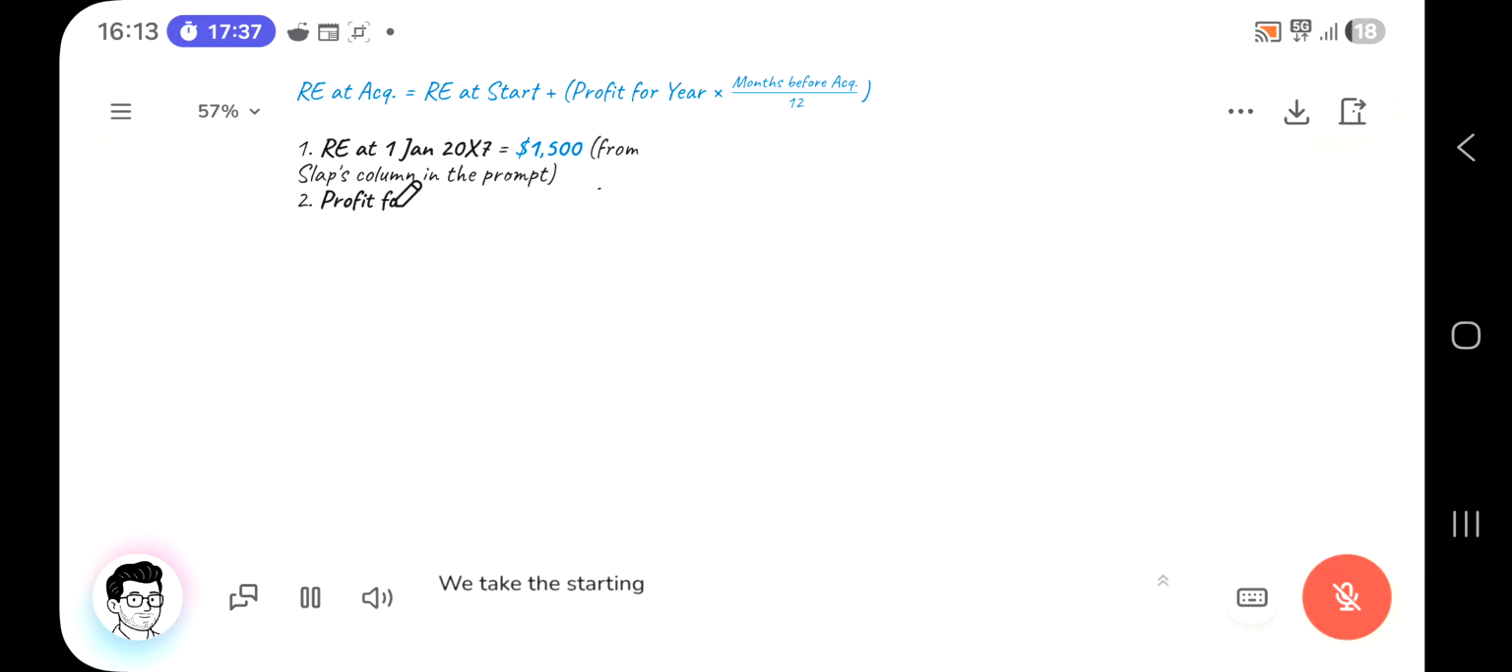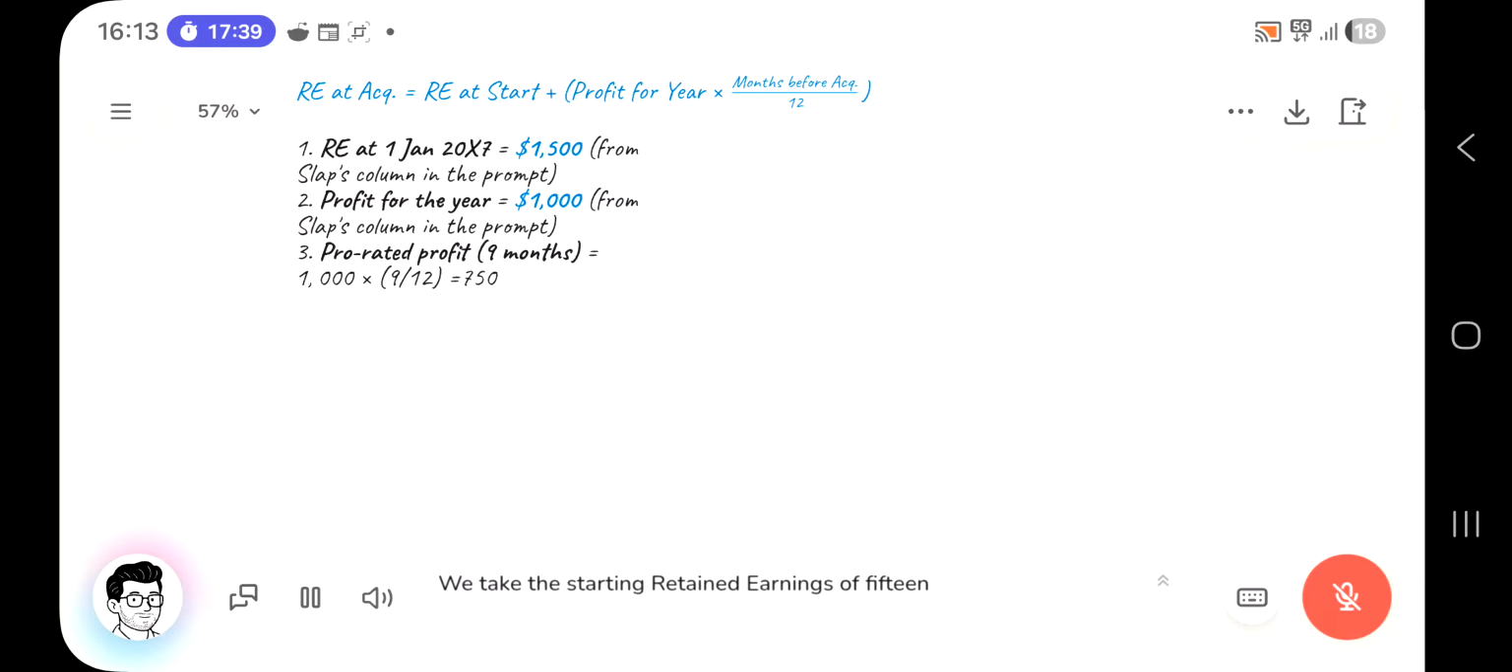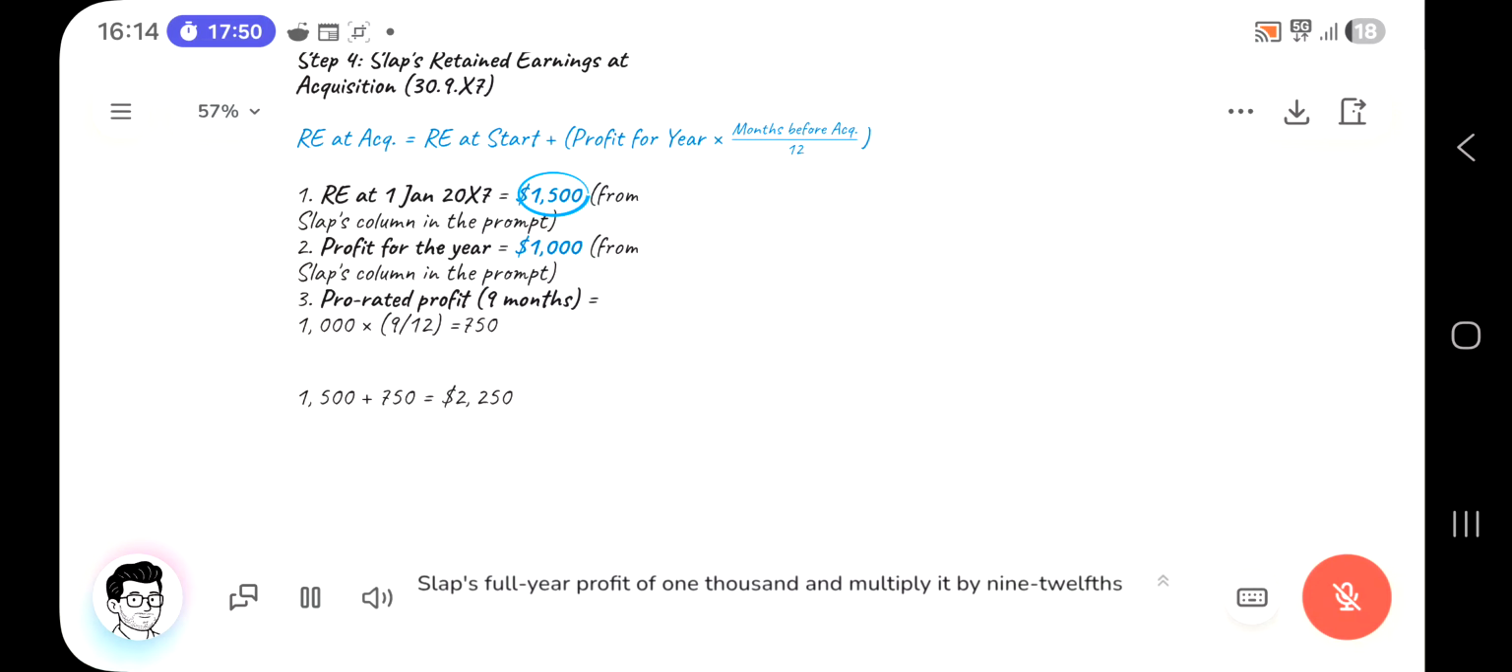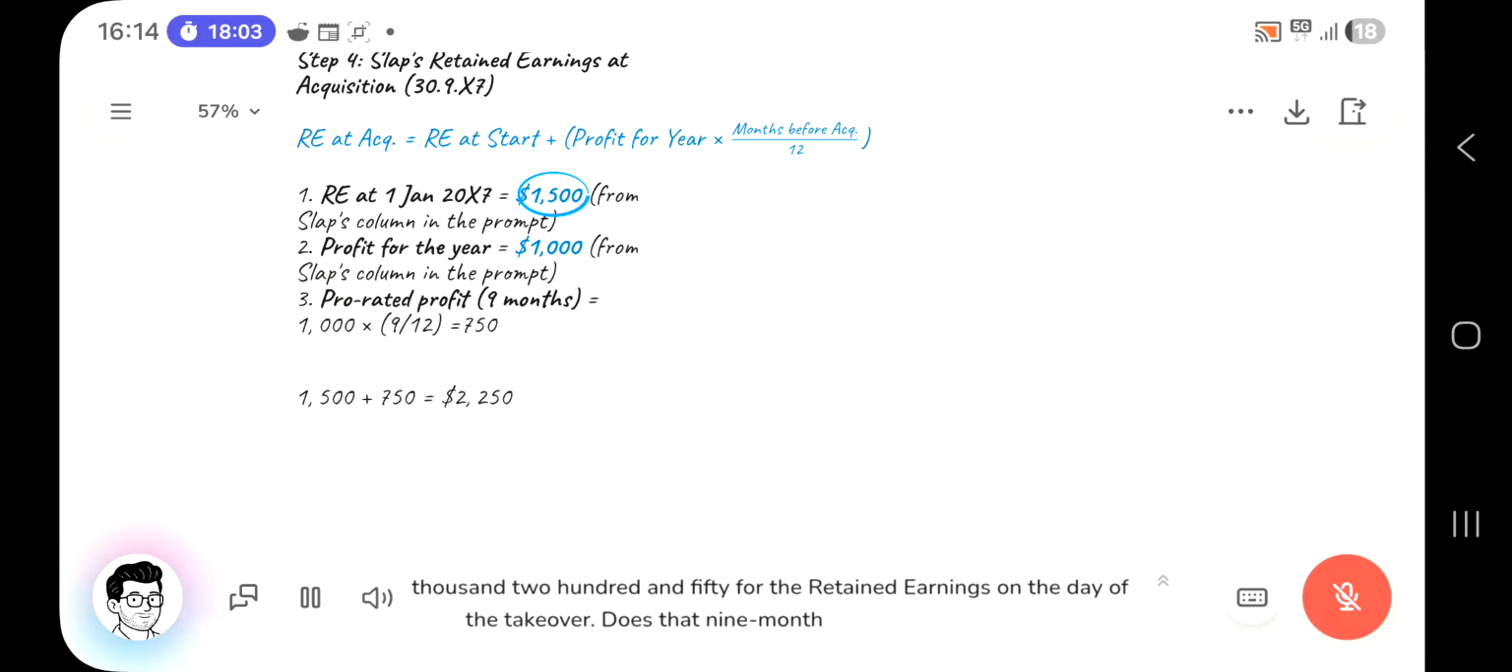We take the starting retained earnings of $1,500, which I grabbed straight from the SLAP column in your notes. Then, we take SLAP's full year profit of $1,000 and multiply it by 9/12 to get $750. Add those together, and we get $2,250 for the retained earnings on the day of the takeover. Does that 9-month split make sense to you?